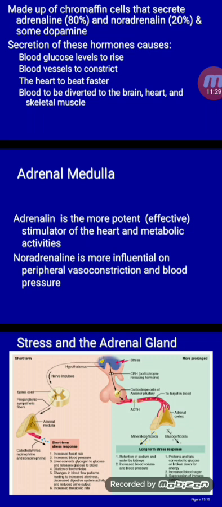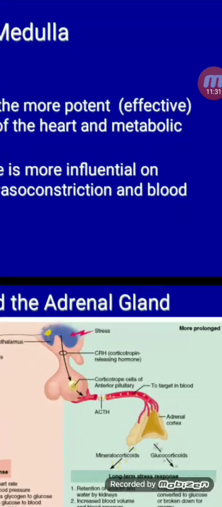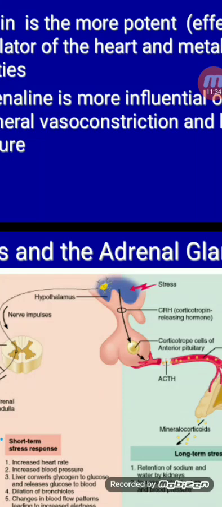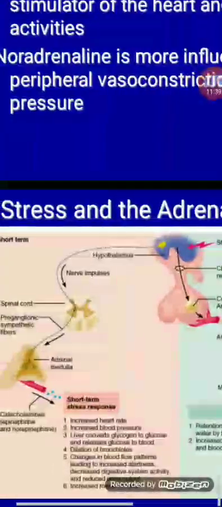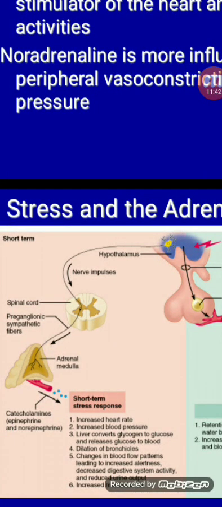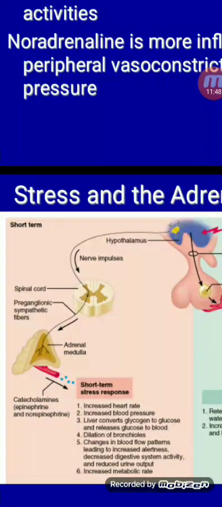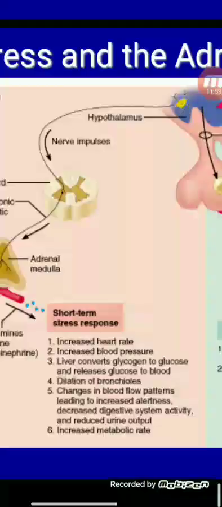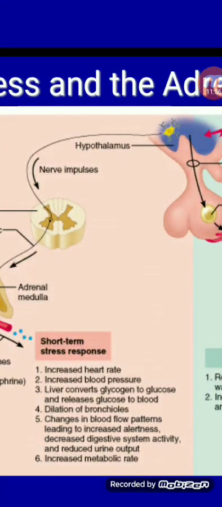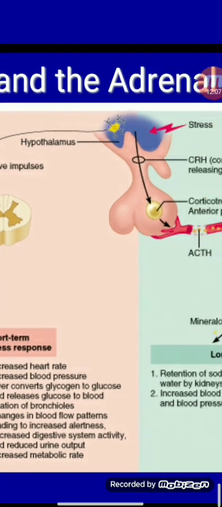Take a look at the stress and the adrenal gland. Take a look at the pituitary gland and the hypothalamus. And here, take a look at the left side. This is a section of the spinal cord. See the adrenal medulla. See the short-term stress response: increased heart rate, increased blood pressure, liver converts glycogen to glucose, dilatation of bronchioles, change in blood flow patterns, increased metabolic rate.